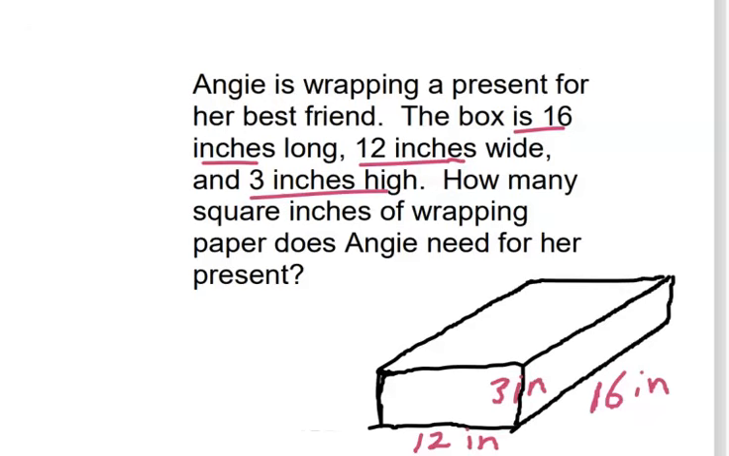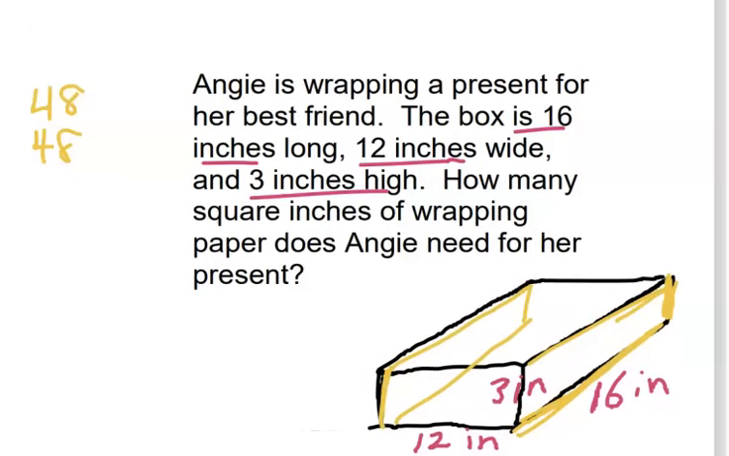We have to find 6 different sides, right? Because we have a front and a back, side, top, and bottom. We have to add all of those sides up. Okay, so let's go ahead and start figuring out each side. Let's do the sides. We have 16 by 3, right? 16 times 3, and that's 48. I'm going to write it down twice. Why am I going to write it down twice? Okay, because there's this side and there's the opposite side over here, right?